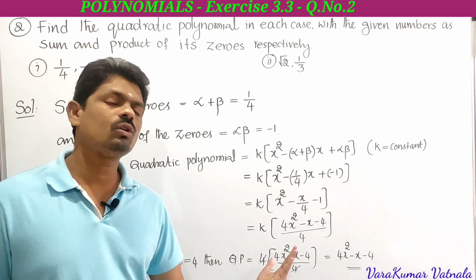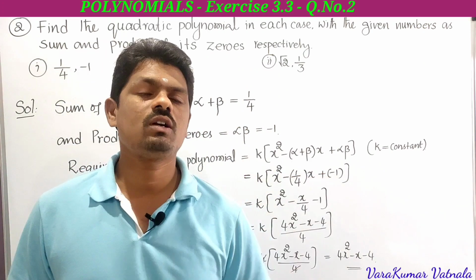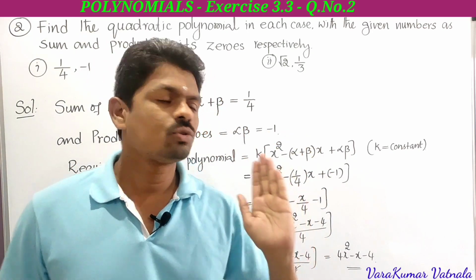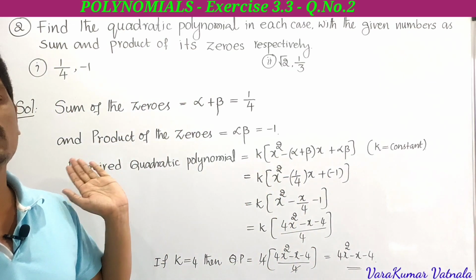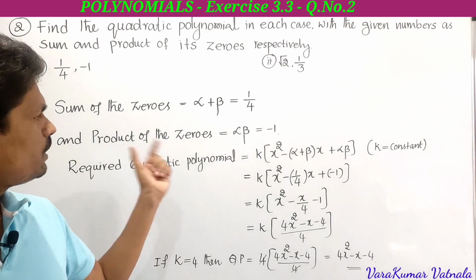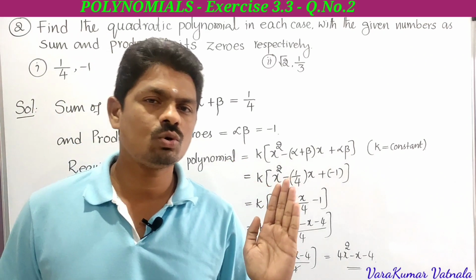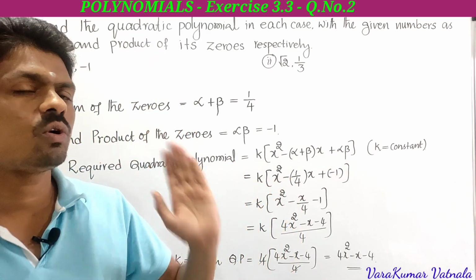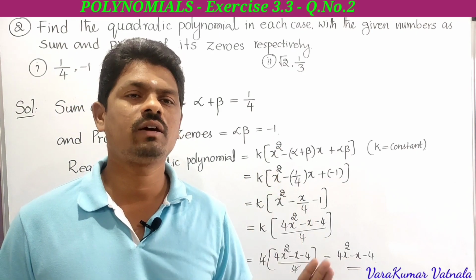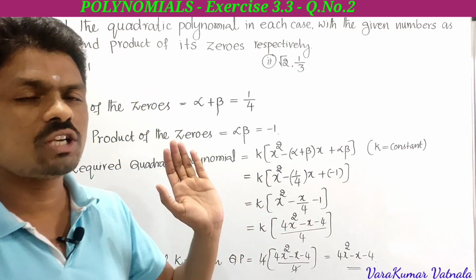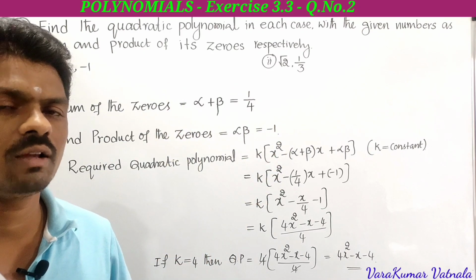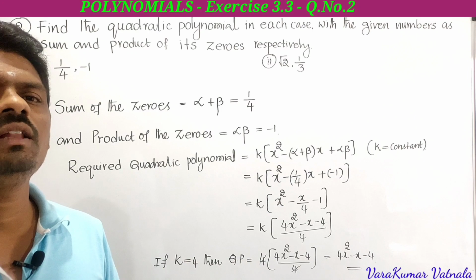By substituting k is equal to 1, 2, 3, 4, we can get different quadratic polynomials with the sum of the zeros 1 by 4 and the product of the zeros minus 1. So this is the first bit. Like this we can find the quadratic polynomial when he gives the sum of the zeros and the product of the zeros. Simply remember, the required quadratic polynomial is equal to k into x square minus alpha plus beta into x plus alpha into beta. Just substitute the alpha plus beta and alpha beta values to get the required quadratic polynomial. So this is the first bit in the second problem.